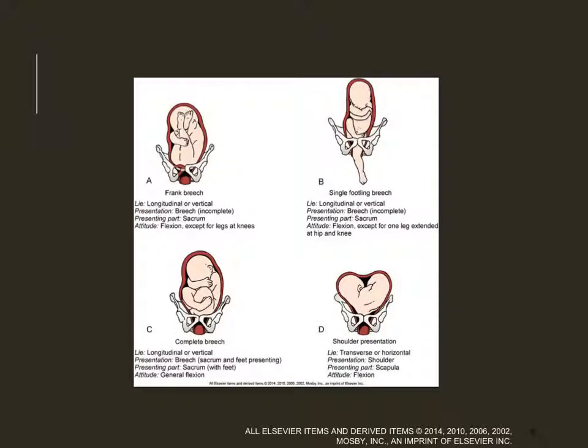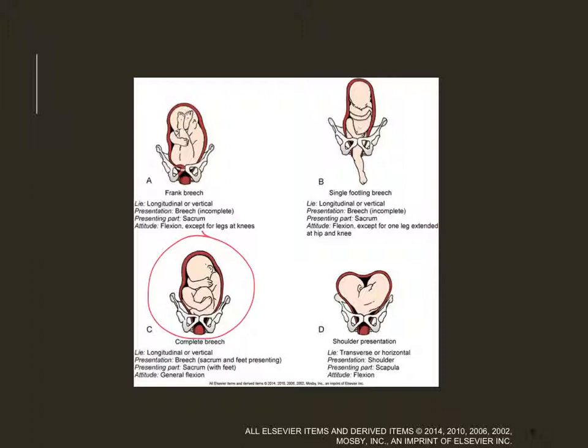So these are the pictures from your textbook on page 344 of the different types of presentations. You can see in picture A we have a frank breech presentation, picture B single footling breech, picture C, which is a complete breech, and then picture D is actually a shoulder presentation. So when we're talking in terms of attitude, remember that's universal flexion. So you can see that picture C down here is considered attitude general flexion.